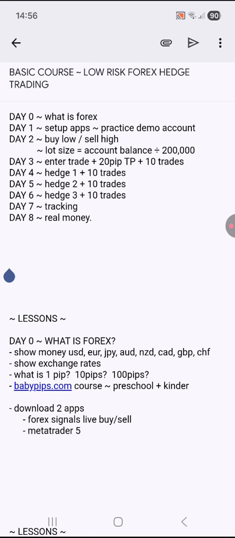So yesterday we went through day 0, what is Forex? Today we're doing day 1. We're setting up the apps that we downloaded yesterday, and we're going to start a practice demo account.